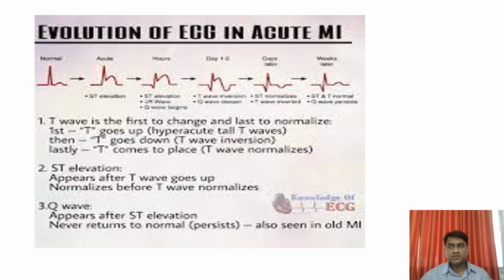So first the T wave becomes abnormal, that is it becomes tall, that's called hyperacute T wave, then T wave inversion, and the T wave normalizes. ST elevation appears after the T wave goes up and normalizes before the T wave normalizes. The Q wave appears after ST elevation and never returns to normal. It is also seen in old myocardial infarction. So T wave, ST elevation, and Q wave.